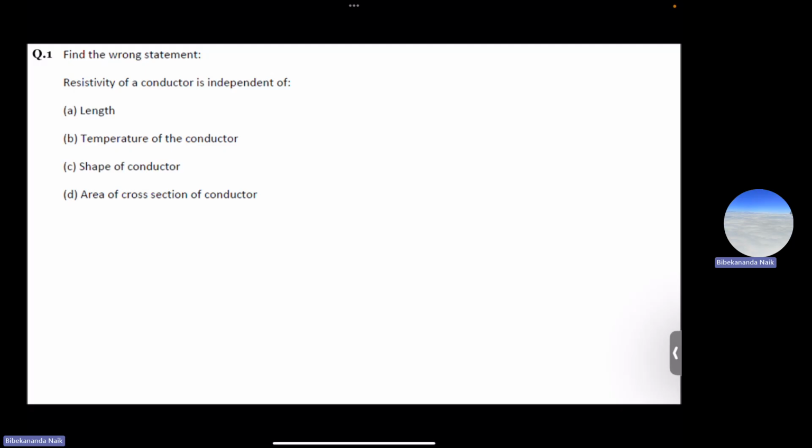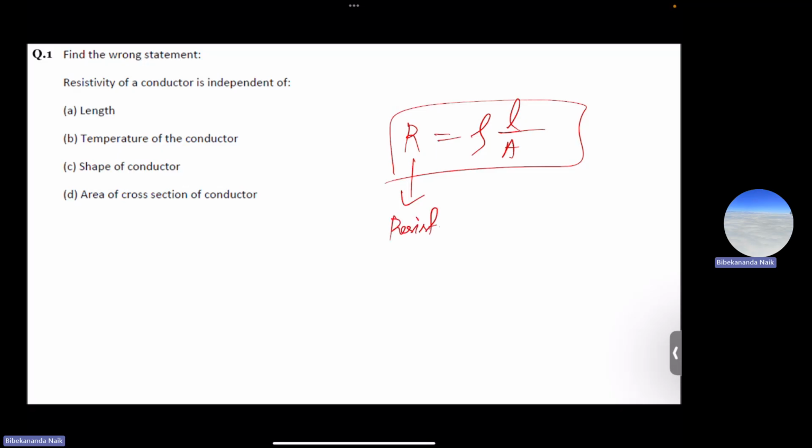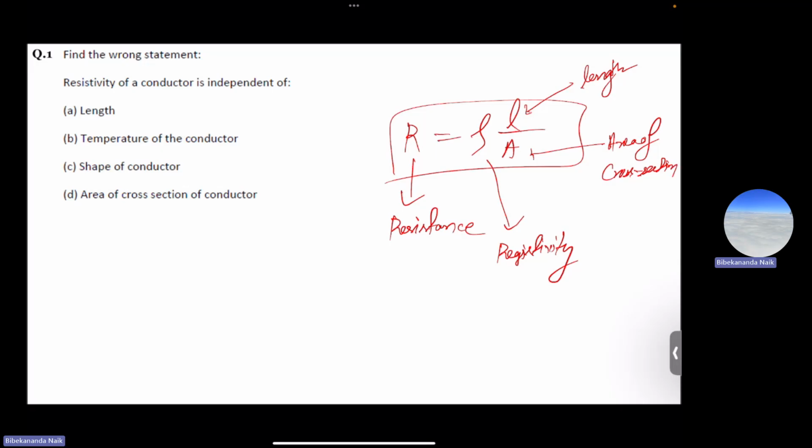Now if we discuss this question, we know the resistance of a conductor is given by the expression R equals rho L by A, where R is the resistance, rho is the resistivity, L is the length of the conductor, and A is the area of cross section. But here the question is about the resistivity.